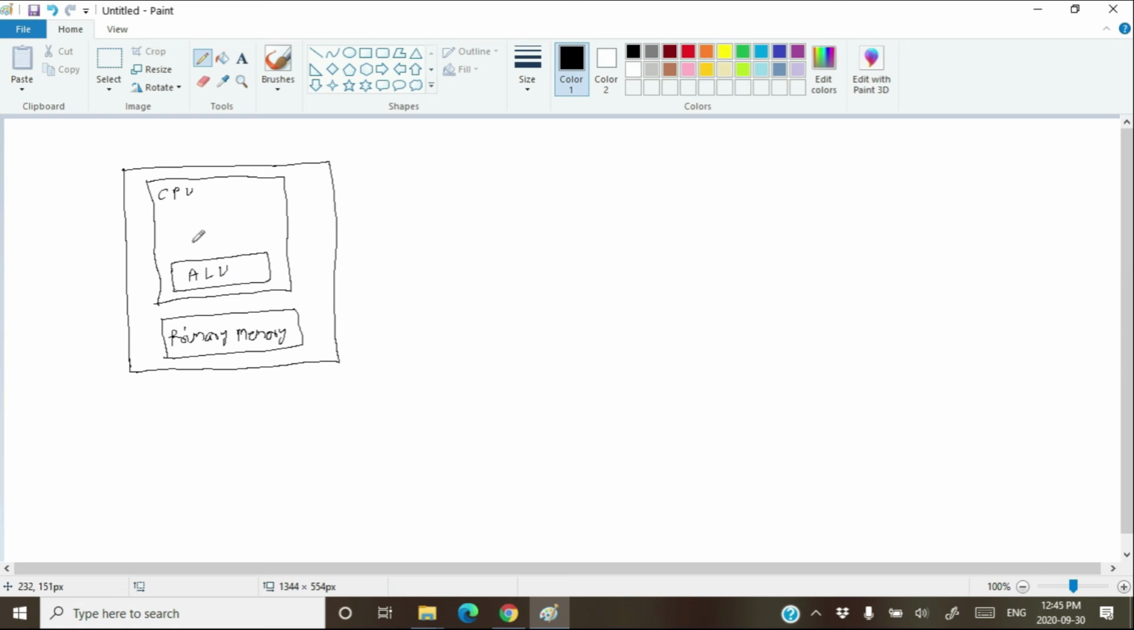ALU. Then you have CU, means control unit. ALU means arithmetic logic unit. Hopefully you remember these things. And this is the CPU. Good. After that, we have something called output unit, and something called input unit.